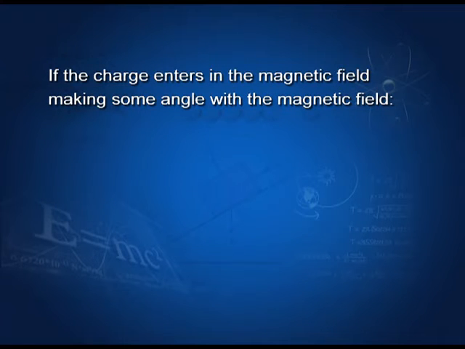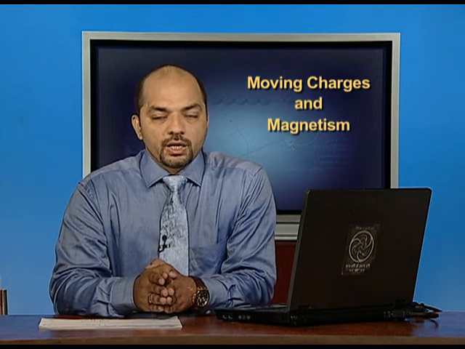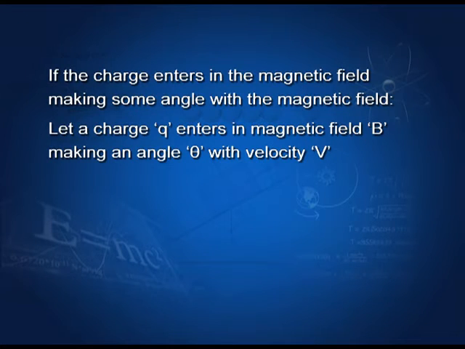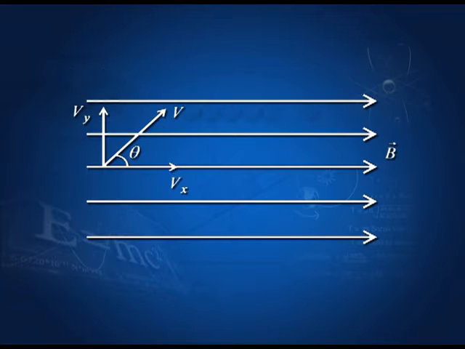If the charge enters the magnetic field B making some angle theta, then it experiences some force. How the force will be experienced, that we will have to study. As the charged particle is entering making some angle theta with the magnetic field B, resolving its velocity v into rectangular components, we get Vx equals v cos theta, Vy equals v sin theta. In the diagram, it is very clearly mentioned.